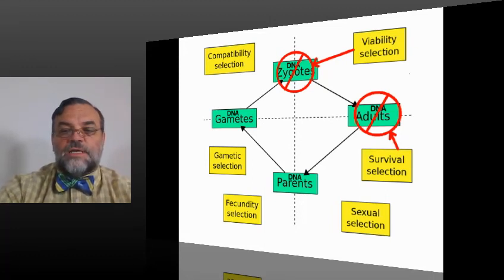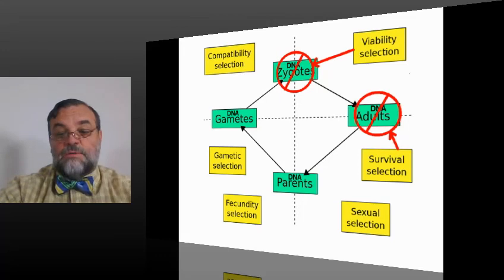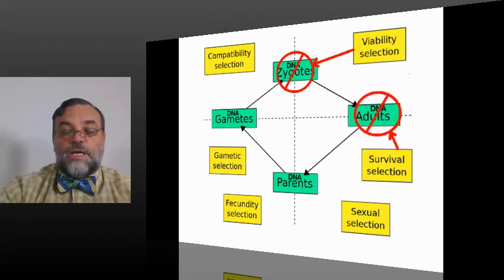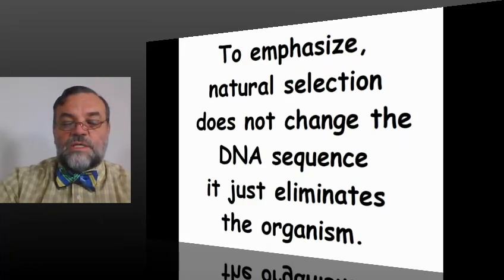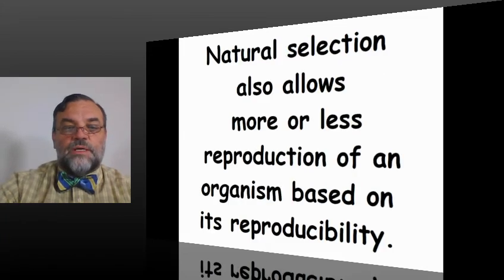The first, viability selection, is this single cell zygote going to be able to grow into the full organism that it's supposed to grow? So there's a viability selection. If it fails at viability selection, it's zapped, it's killed, it ceases to exist. There's not an option B where it would change the DNA. It just zaps it, no longer exists. In the same way, we have the survival selection, which is this zygote going to be able to be an adult? And the survival selection really continues. Is it going to be able to survive as an adult long enough to become a parent? And to emphasize, natural selection does not change the DNA sequence. It just eliminates the organism.